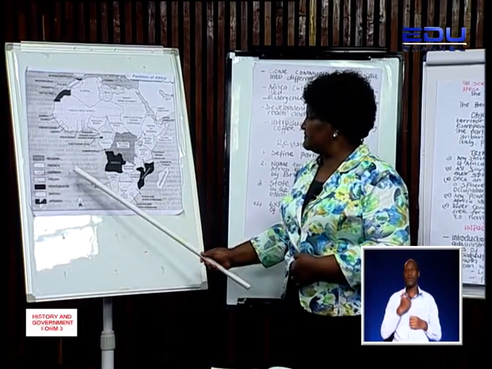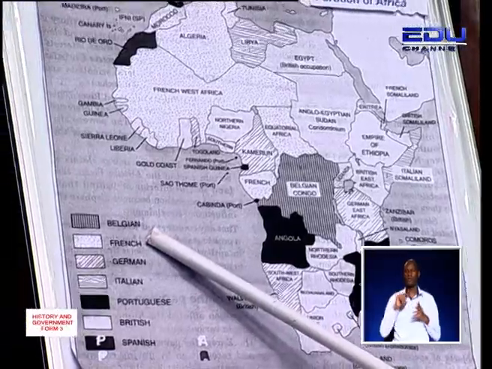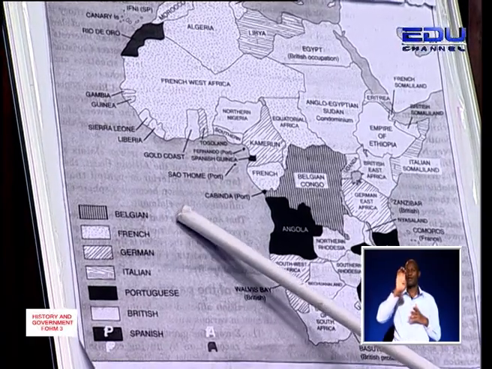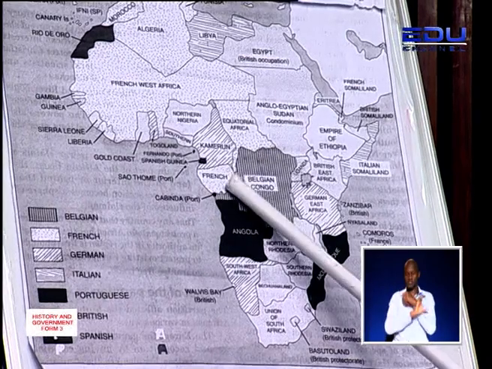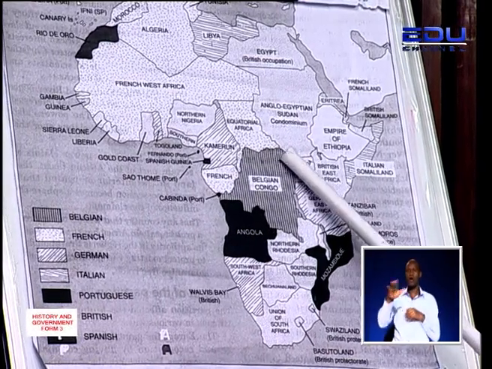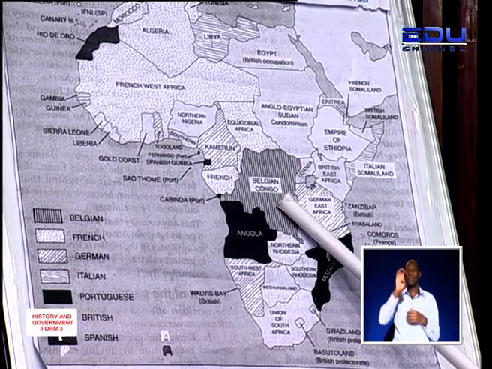We have Belgium as a country. This is the area that Belgium alone acquired. It's called the Belgian Congo.